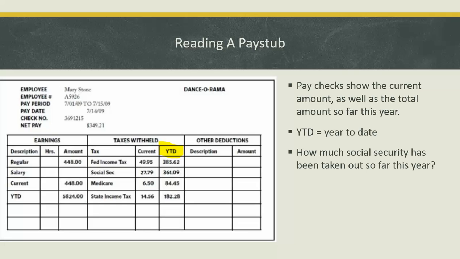So if we want to know how much tax has been taken out total so far this year, you'll look at the YTD column. So how much Social Security has been taken out so far this year? We'll find the Social Security line, and I'm going to go over to the year-to-date column. That tells me that $361.09 has been withheld from my paychecks so far this year.